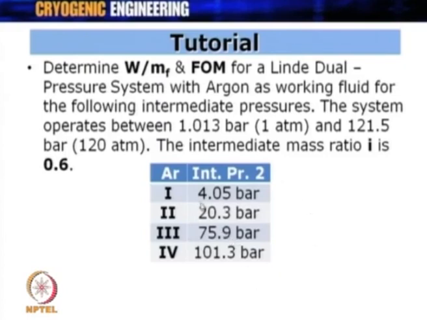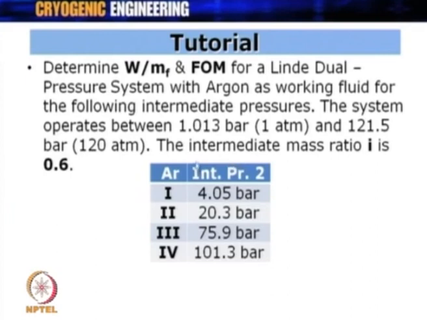I will compress the gas first from 1 bar up to 4.05 bar and solve for W by m dot F and figure of merit for that case. Then I will take the next intermediate pressures, 20.3, 75.9 and 101.3, in such a way that my final pressure always remains at 120 atmosphere. Here I want to understand the effect of this intermediate pressure.